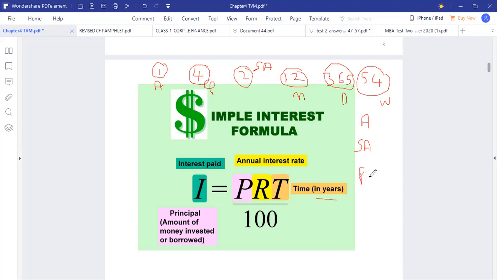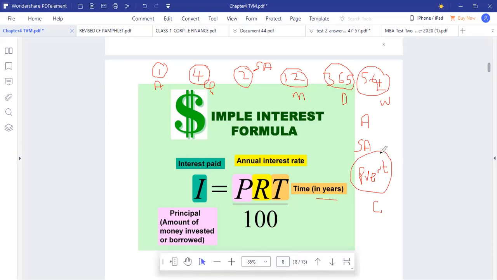This one? The one for weeks, is this continuous? This one is continuous, yes. Weekly is 52. Yes. Continuous is this one here.